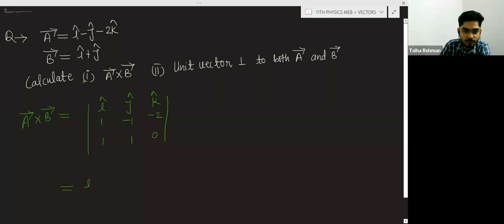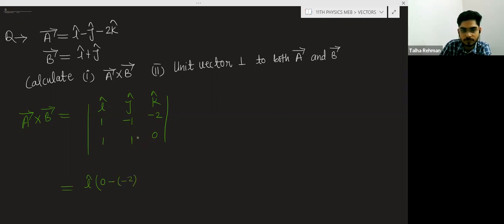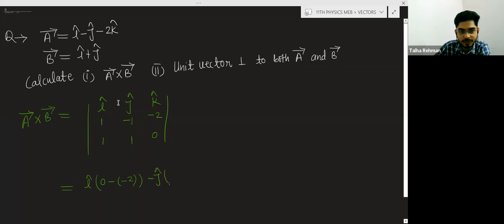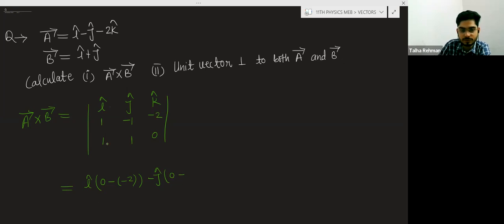Now simply we have to do the same thing. I cap: just hide this column and this row. So here you will multiply this 0 with -1, so it will become 0. Here is a minus sign. Here is -2 and 1, so -2. Minus of J cap: now you will hide this column and this row. You will multiply this 0 with 1, so it will become 0. Minus, this is -2 and this is 1, so it will become -2 again.